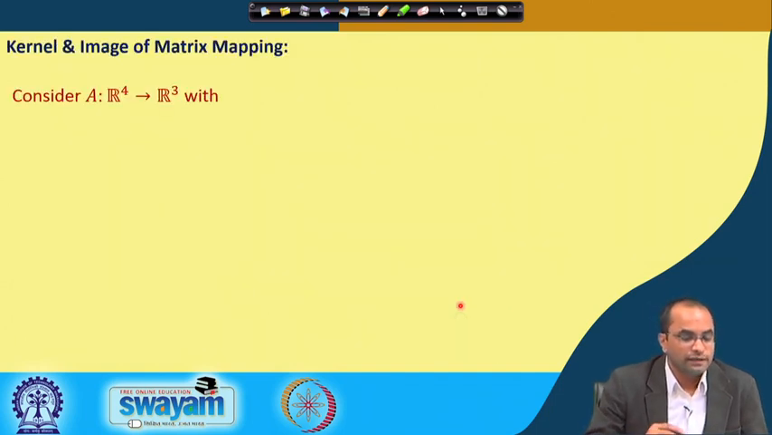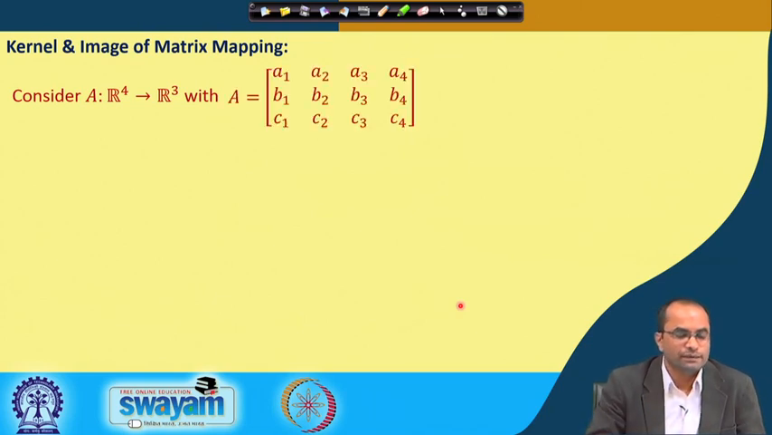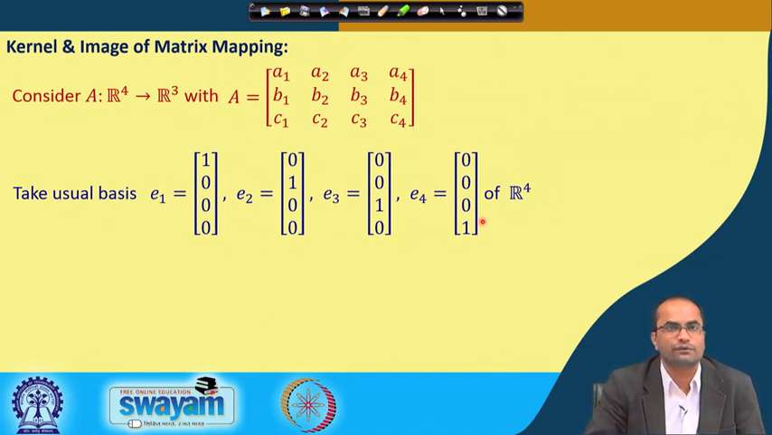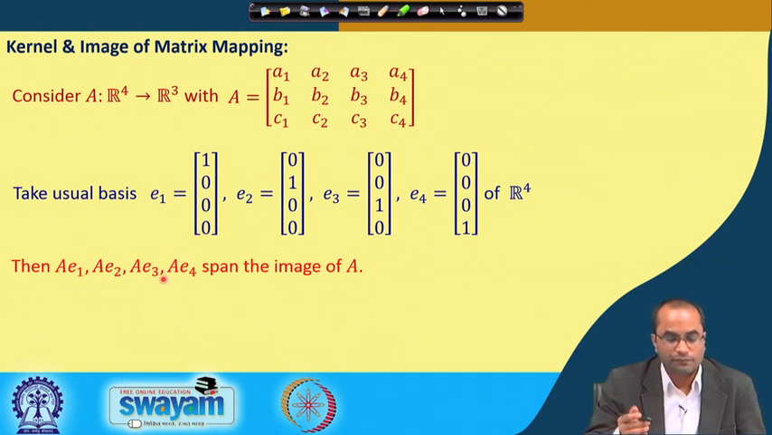Now, the kernel and image of a matrix mapping, because matrices are also linear maps. Let us quickly consider this simple example of a matrix with 3 rows and 4 columns, and take for instance the usual bases E 1, E 2, E 3, E 4 of R 4. These are the standard bases of R 4, which we have already discussed before. Then, as per the previous theorem, we know that A E 1, A E 2, A E 3, A E 4 will span the image of A.